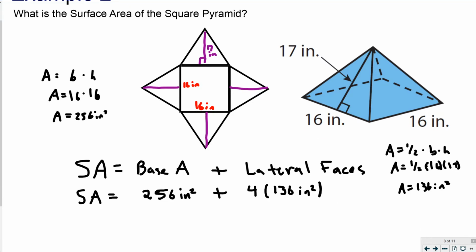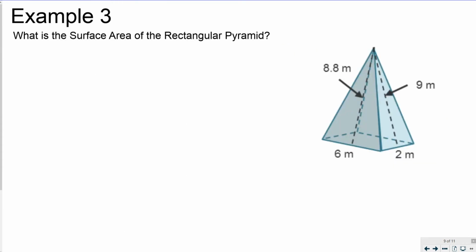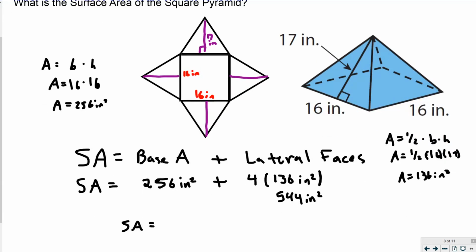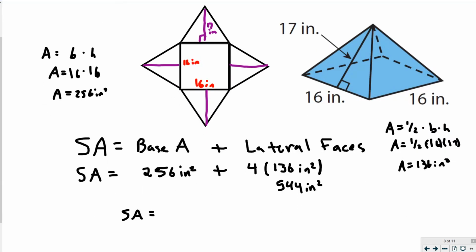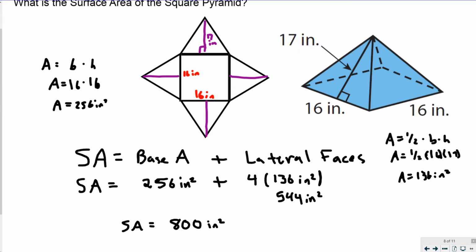So then what we will do is just simply add those amounts together. We'll do 4 times 136, which is 544 inches squared. So if we add the two amounts together, 256, sorry guys, 256 plus 544 is equal to 800 inches squared. And that's the surface area of this square pyramid.